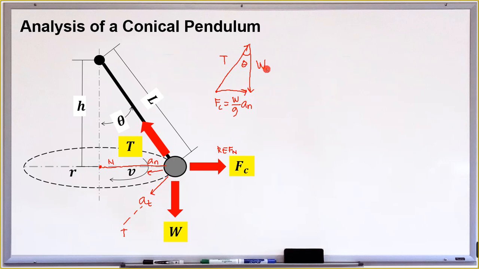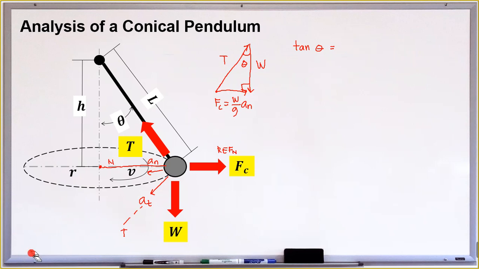So by this force polygon, we can derive a relation that exists between the weight and the normal acceleration. So if we take the tangent of theta, we have the ratio of the weight over g times the normal force. So the weight cancels, and what remains is g over the normal acceleration. However, our normal acceleration is equal to the square of the velocity.